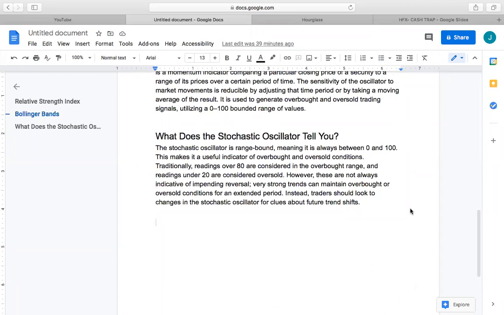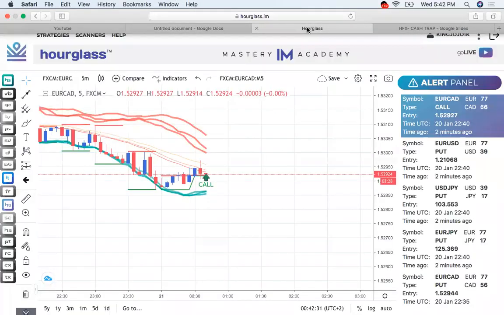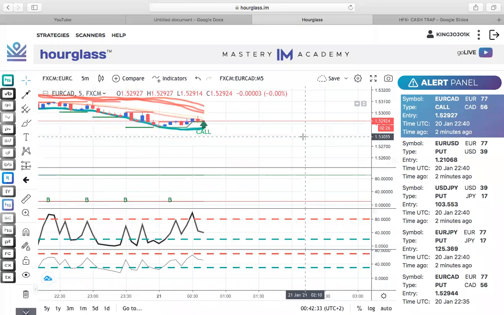Now, this doesn't mean, okay, the market is oversold, it's finna buy. No, it's giving you a clue that it could potentially buy. It's giving you a clue that right now the momentum in the market is headed down, but it's not going to be going down for too much longer. Okay? Use the indicators as clues. Keyword, clues. Now, let's go over the stochastic oscillator.